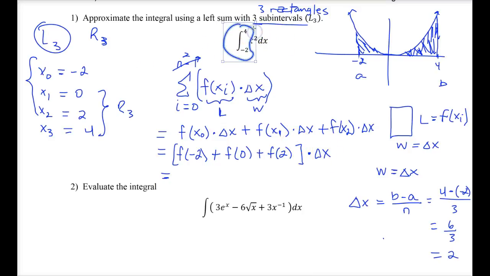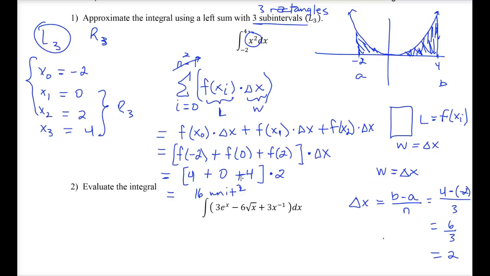Now, since our actual function that we're looking at is x squared, it's pretty easy. We know that -2 squared is just 4. And we know that 0 squared is 0. And we know that 2 squared is 4. And of course, our delta x, as we calculated earlier, is 2. So when we add all that up, we end up getting 4 plus 4 is 8, and 8 times 2 is 16. And so this would be 16 square units.